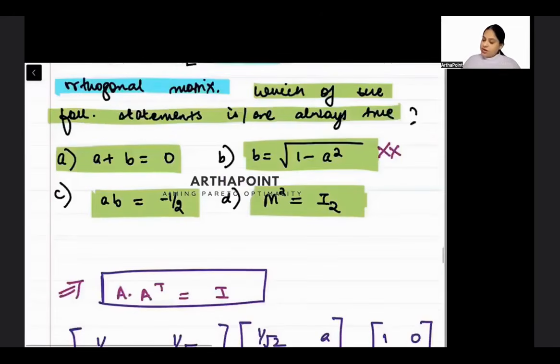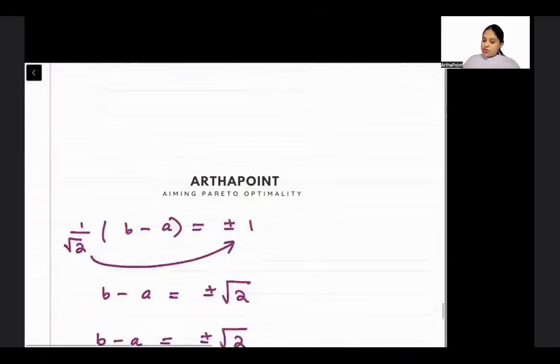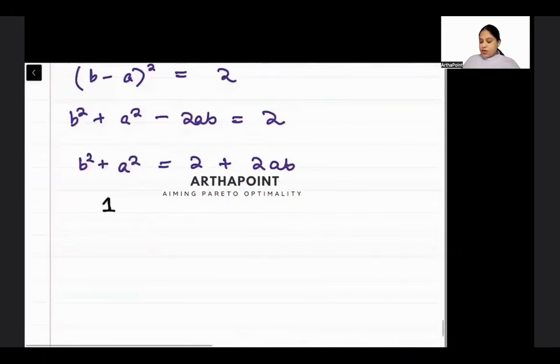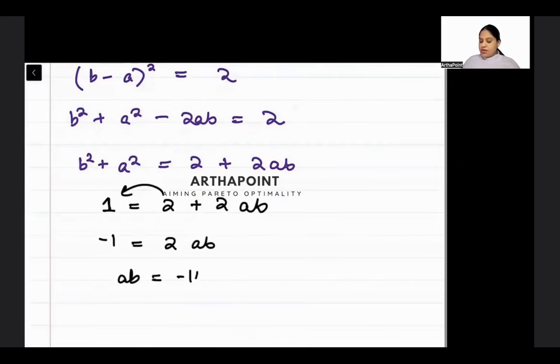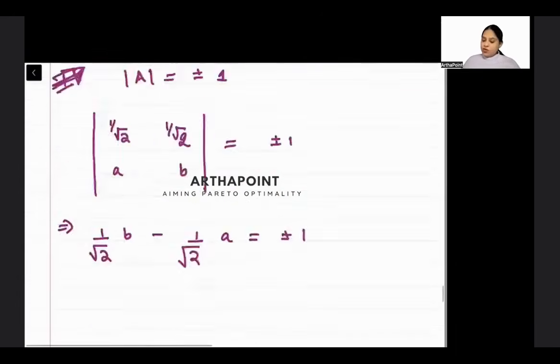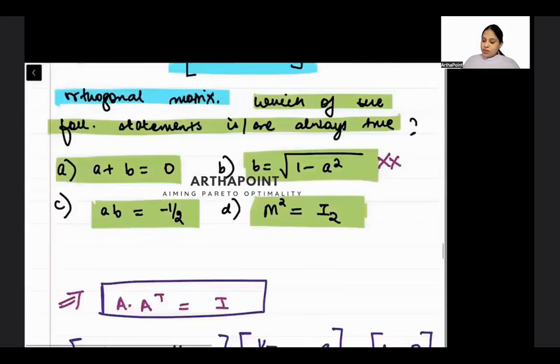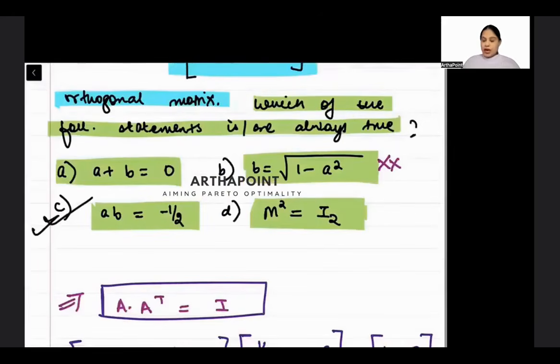So from this beta, if I just put a square plus b square as 1 here, I'll get 1 is equal to 2 plus 2ab. This can go here. Minus 1 is equal to 2ab. So ab will be minus half. A into b will be minus half. है ना? So which means that this option is correct.